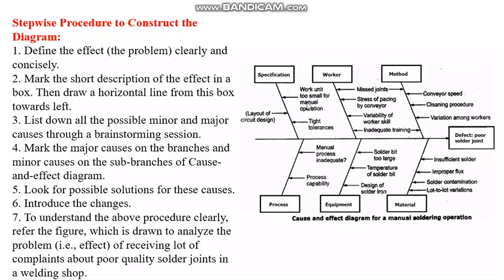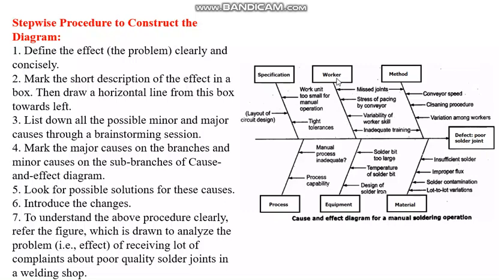The unit is too small, so the man cannot make a fine solder there, or the tolerances are too tight. So these are the causes coming because of the specification on this quality characteristic, which is the poor solder joint.